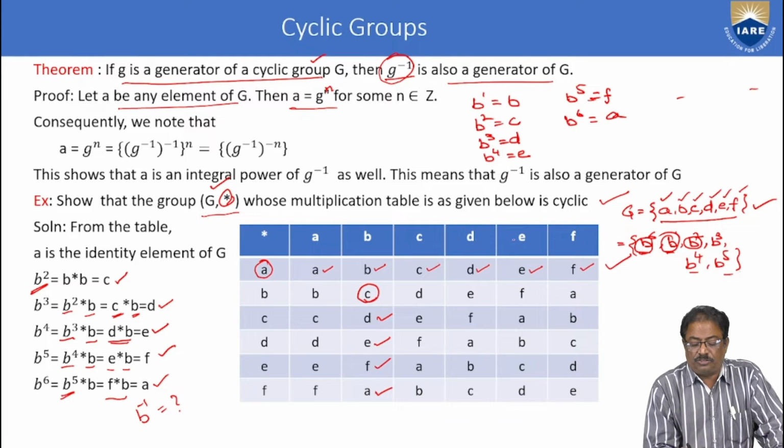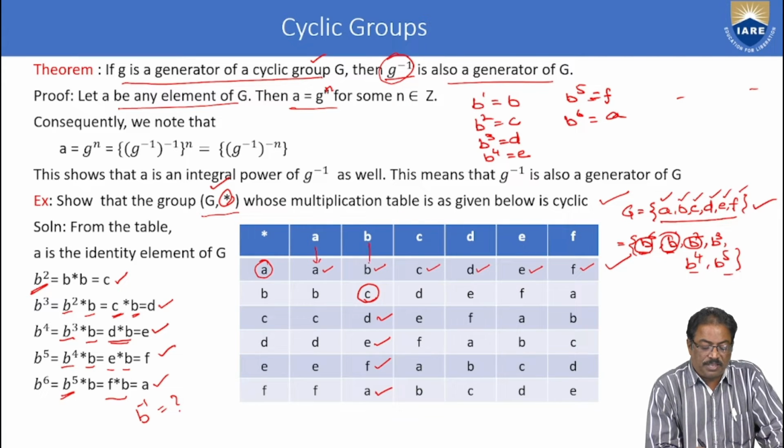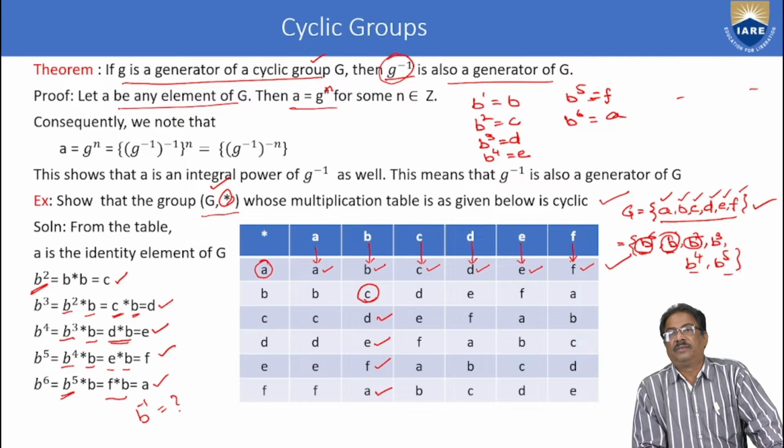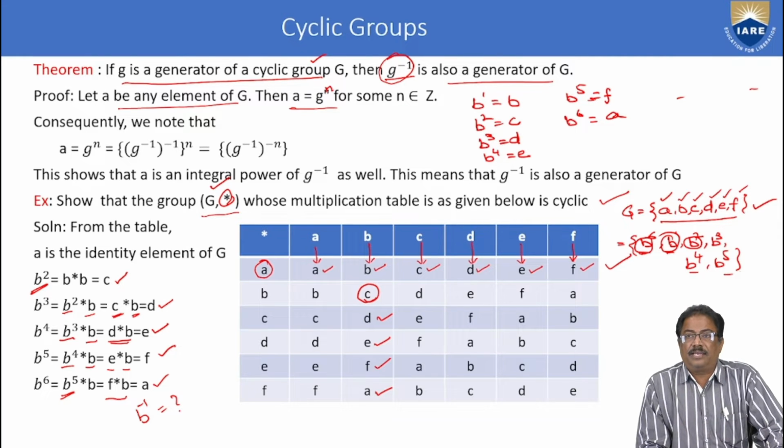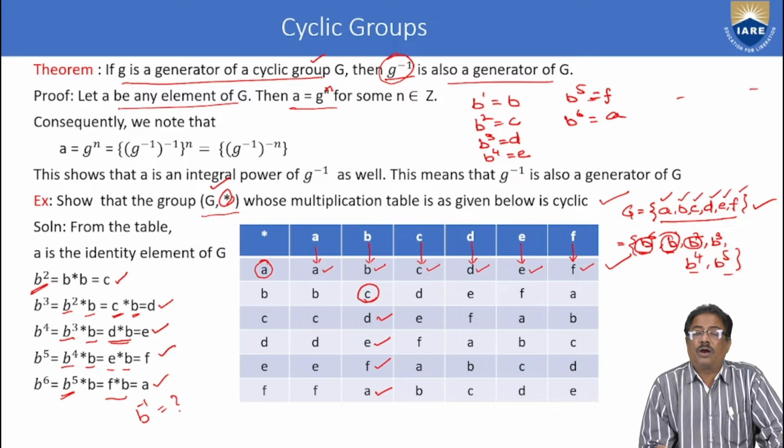Observe this: if I multiply all the elements with A, I get the same elements. So I can say that A is the identity element of this group. Since A is the identity element, now we have to identify what B inverse is.